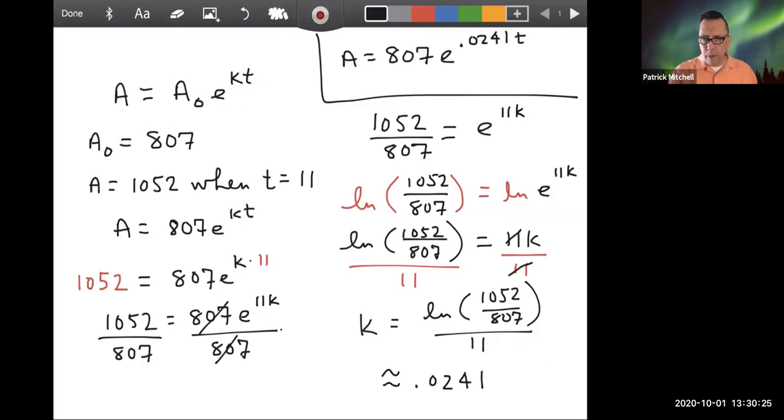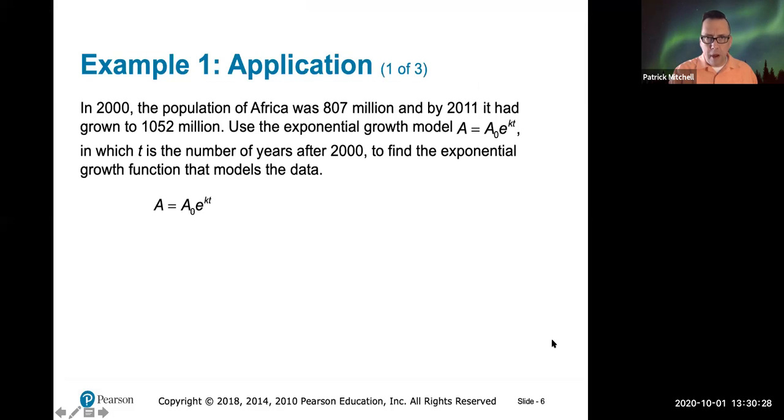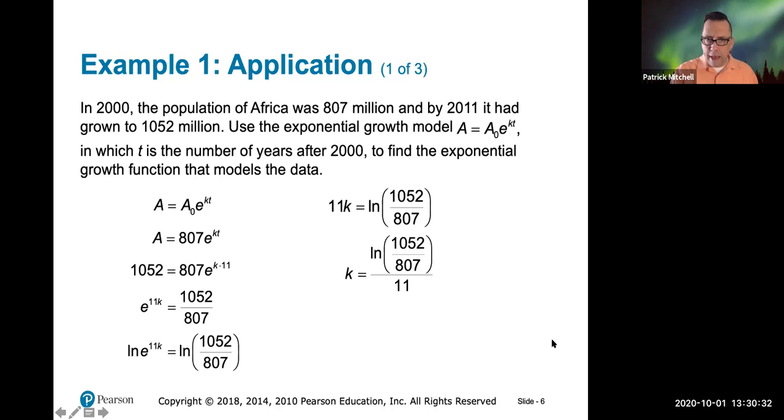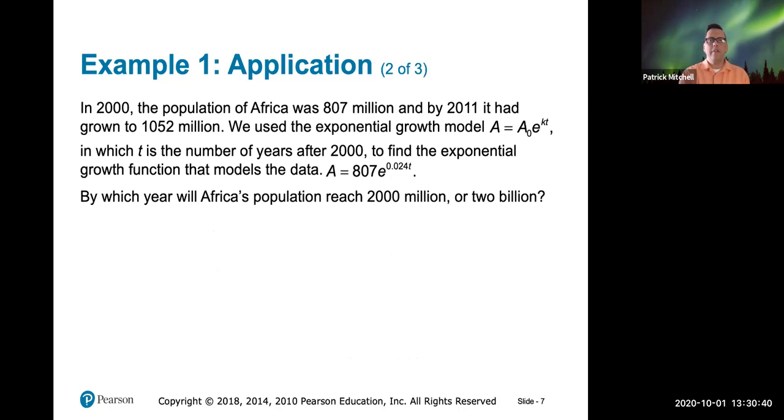I have a follow-up question about this problem. Okay, here's what we did. Looks exactly like what we did. Oh, they rounded theirs to 3 decimal places. Okay. All right, so follow-up question. By which year will Africa's population reach 2,000 million? In other words, 2 billion.